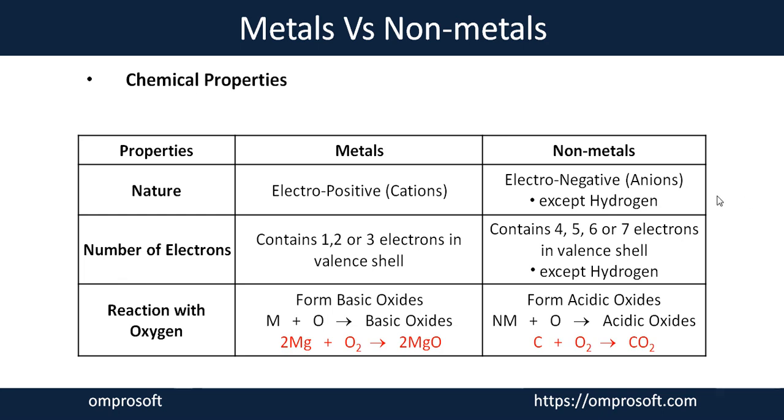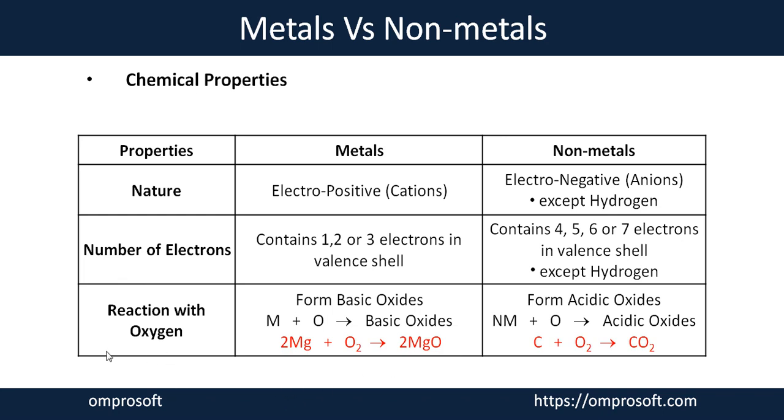But if we discuss non-metals, in their valence shell they have more electrons, like 4, 5, 6, 7 electrons, except hydrogen, because hydrogen has only 1 electron in its outermost shell, and other non-metals have more electrons. Due to this reason, because while giving up electrons they need more energy, non-metals are always ready to gain electrons to fulfill their valence shell.